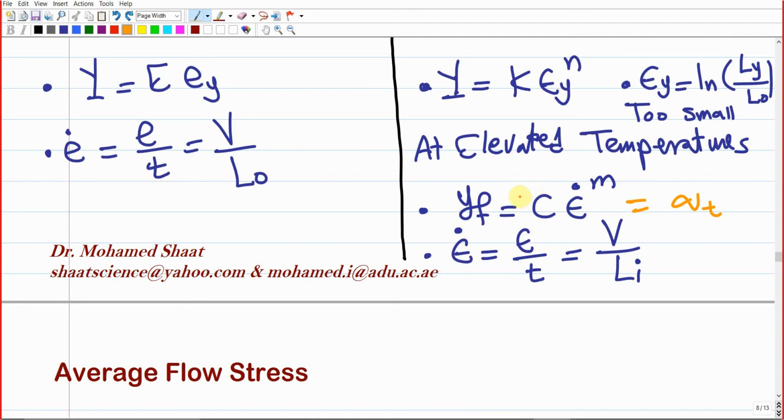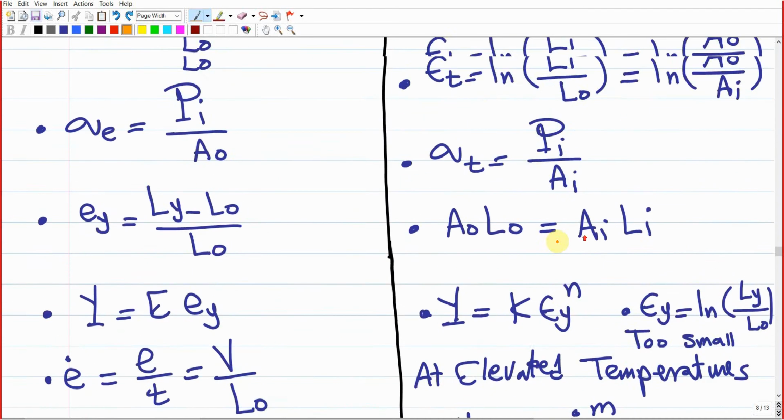What is this C? This is known as the strength constant. The strength coefficient is K; the strength constant is C. Epsilon dot is the strain rate. The strain rate should be strain over time. The strain has no unit, it is dimensionless. Time should be in seconds. So the unit of the strain rate is second to the power of -1, or 1 over second. It should equal V over L if we are doing a tensile test.